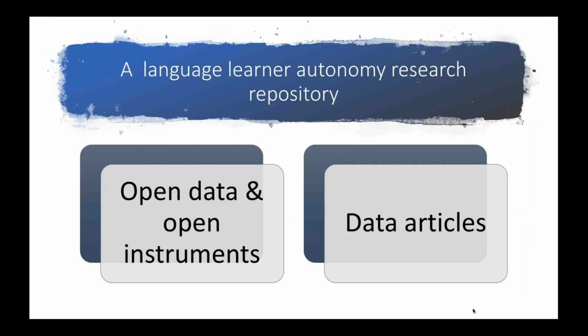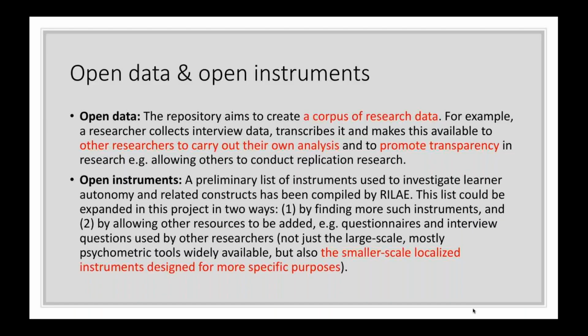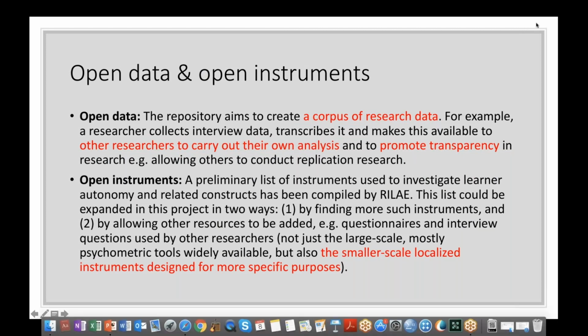So let me just get started with the features. This language learner autonomy research repository comprises two very distinctive features. One is the open data and open instruments feature, which I will talk a little bit about. And then the other feature is a data article feature. So let me just start by talking a little bit about the open data and open instruments features.